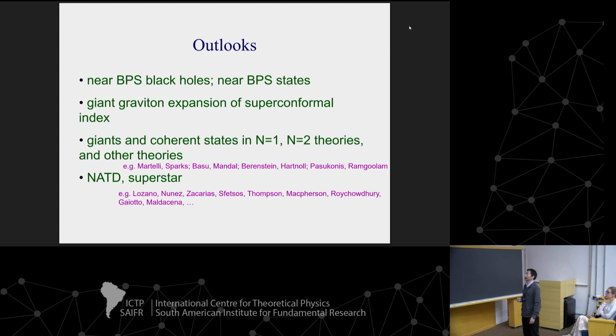We can also study giants and coherent states in less symmetric theories, for example, N=2 and N=1 theories. We can also analyze the ABJM theory. These are highly symmetric theories. It would also be interesting to understand the less symmetric cases. Another outlook is the superstar and non-abelian T-duality. This is related to Gaiotto-Maldacena and has also been analyzed by Lozano, Nunez, and other friends.